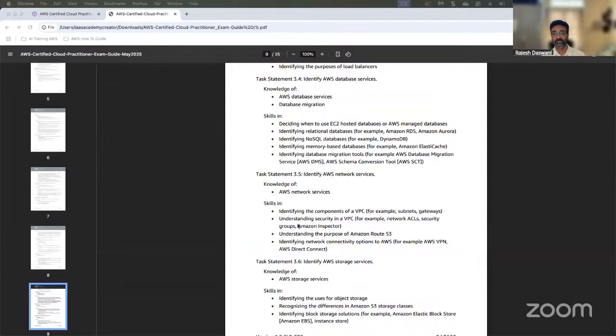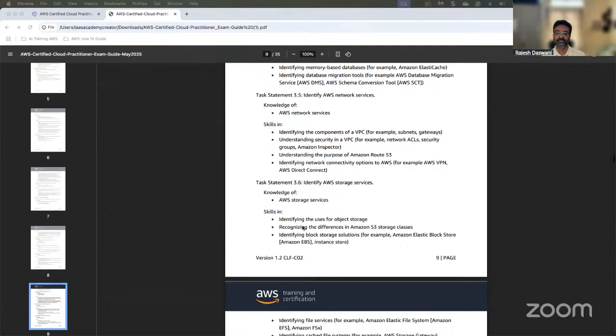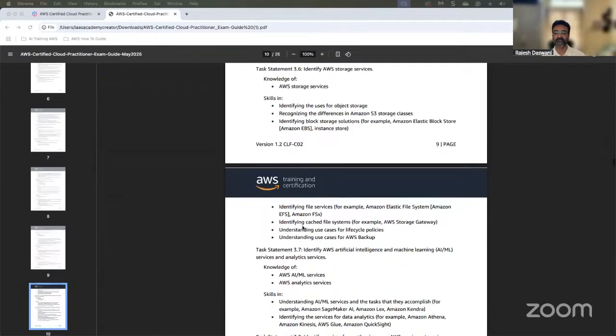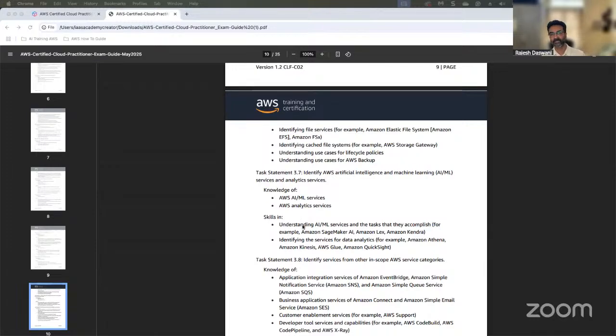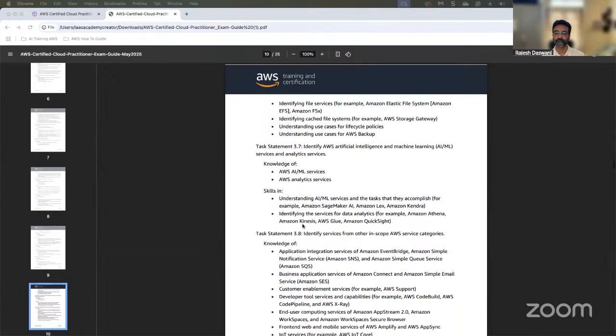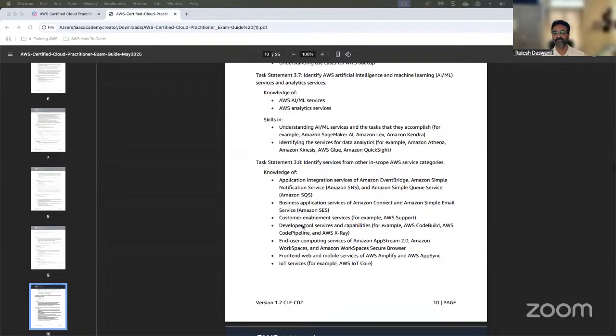We'll go into networking a little bit. We'll take a look at networking in the cloud, how you need to build a corporate network in the cloud. And also we'll be taking a look at storage services that are available as well. We'll cover a little bit on machine learning. There are some machine learning topics that you need to know for the exam. Okay, so some basic high-level understanding of different machine learning services. And then a few other services that are still in scope, but are spread across different categories. So things like EventBridge, integration services like SNS, SQS. We'll take a look at things like workspaces, Kinesis for analytics, and so on.